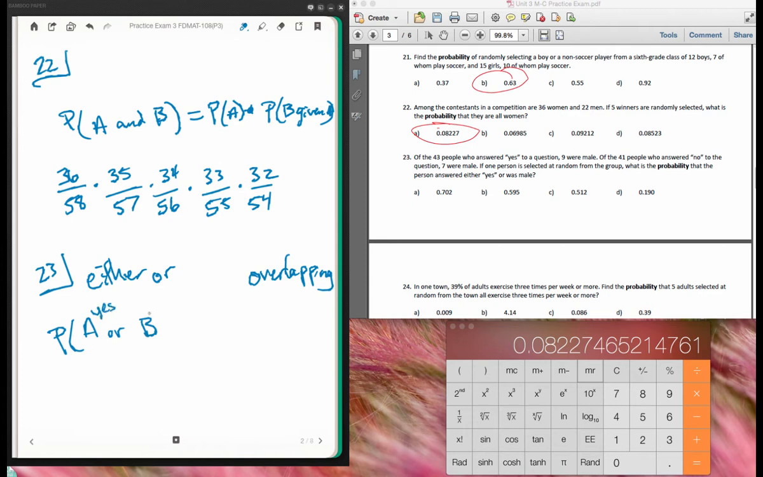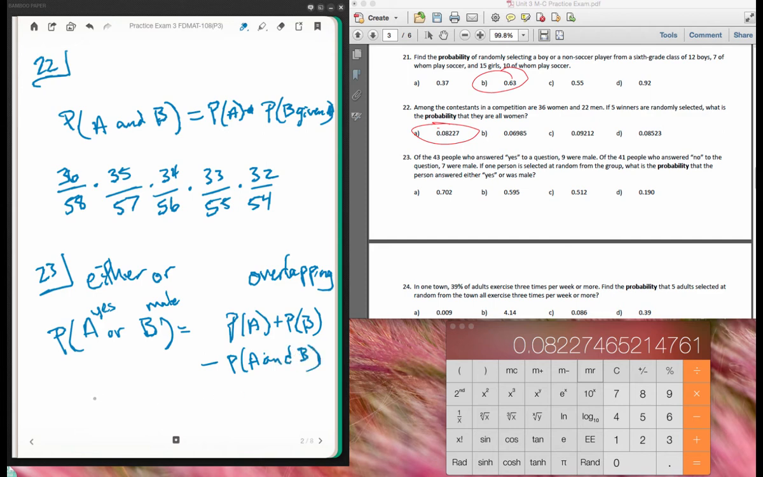So A will represent yes and B will be male. I'm just going to think about those as I work through this. Remember, that's the probability of answering yes plus the probability of being male minus the probability that you are answering yes and you are male.